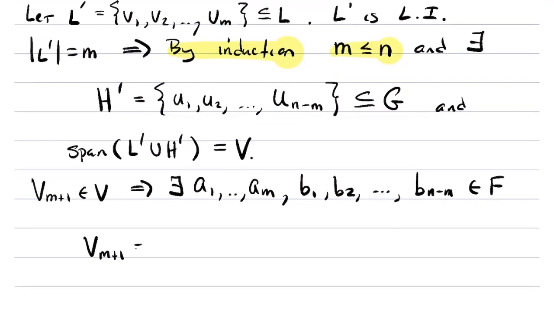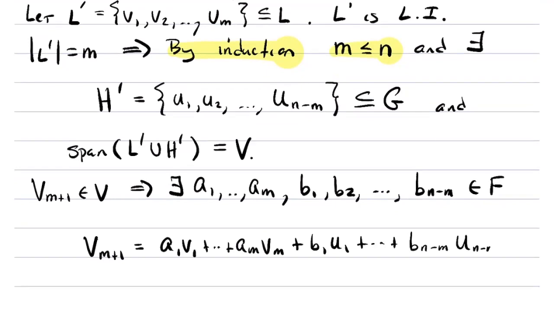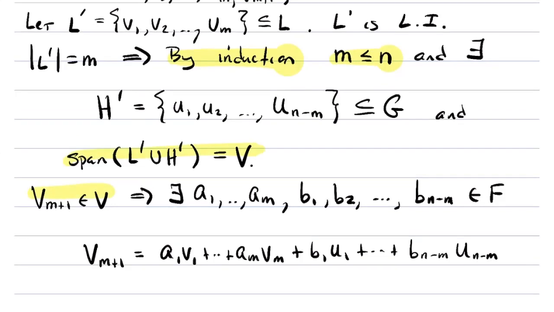Well, V sub m plus 1 is a linear combination. So if I take A1 V1, and so on up to Am Vm, plus B1 U1, and so on up to B sub n minus m, U sub n minus m, I know that that equals V sub m plus 1, and that's because of this spanning statement. Every vector is a linear combination of vectors in L prime, that's the V's, and vectors in H prime, that's the U's. Okay.